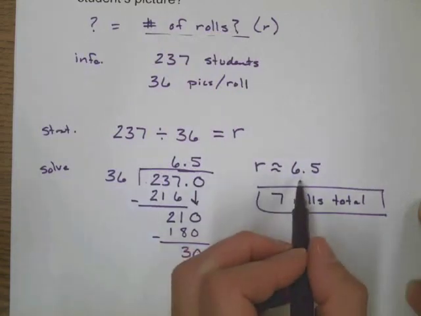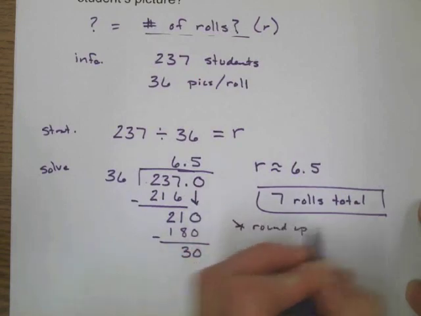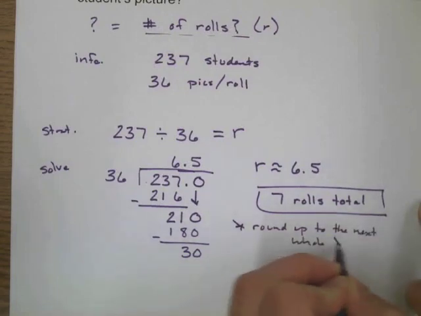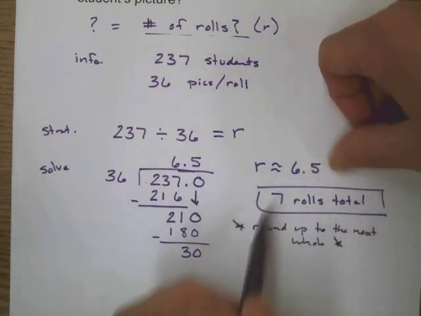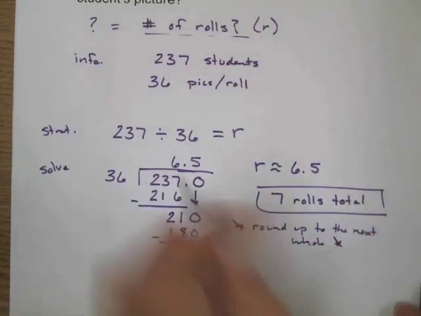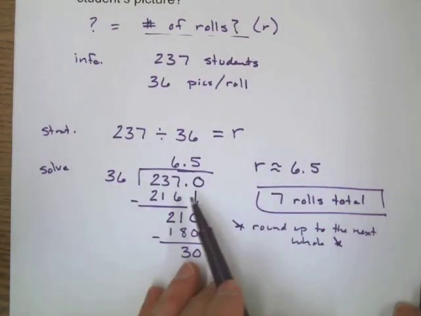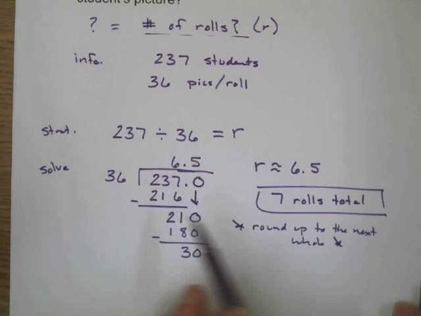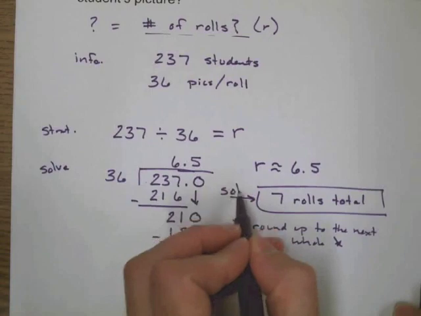So sometimes what we need to do is round up to the next whole. Because just 6 rolls was not going to be enough, and we can't buy a half a roll, so we need to round up to the next whole roll, and we have to buy 7 rolls of film in order to be able to answer our question. And it always goes back to that question. We could have found out a more exact answer on this, but that wouldn't help us necessarily answer our question. And the question is what's going to drive our solution, and here is our solution: 7 rolls of film.